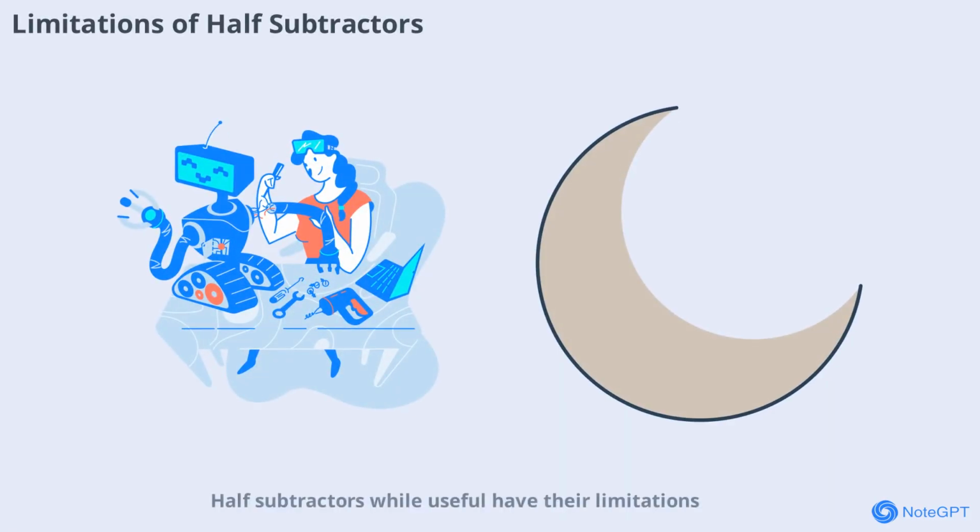Half subtractors, while useful, have their limitations. They can't handle borrow-in values from previous subtractions, making them suitable only for the least significant bits. For multibit subtraction, we need a circuit that can process both the current subtraction and any borrow from earlier stages. This leads us to the full subtractor, which overcomes these limitations.